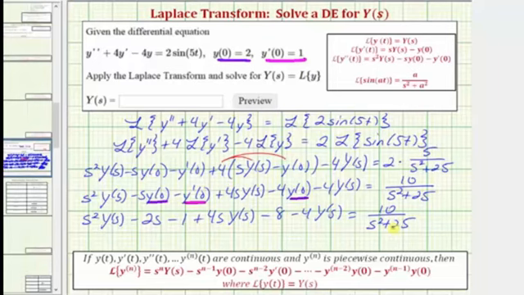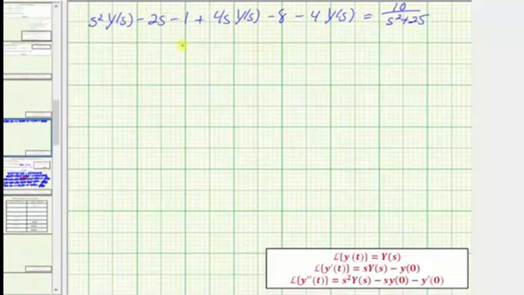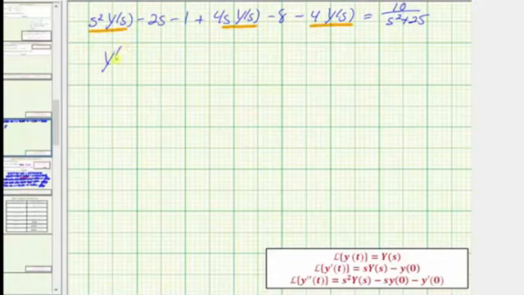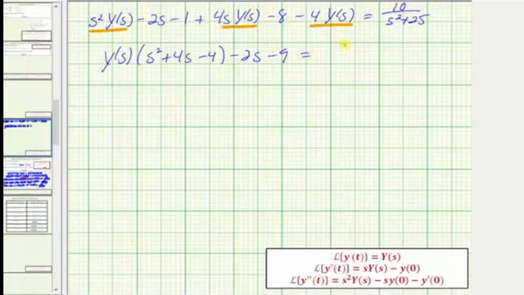Let's go and continue on the next slide. And looking at the left side of the equation, notice how we have 3 terms that contain a factor of big Y of s here, here, and here. So let's go ahead and factor out big Y of s from these 3 terms, which would give us big Y of s times the quantity s squared plus 4s minus 4, and we're left with minus 2s, and then negative 1 minus 8 is negative 9, so we have minus 9 equals 10 divided by the quantity s squared plus 25.